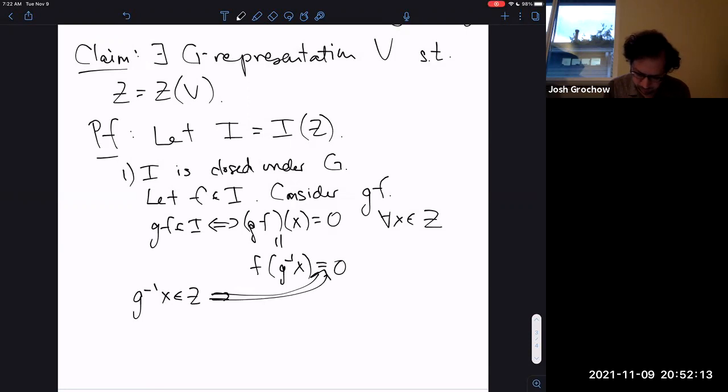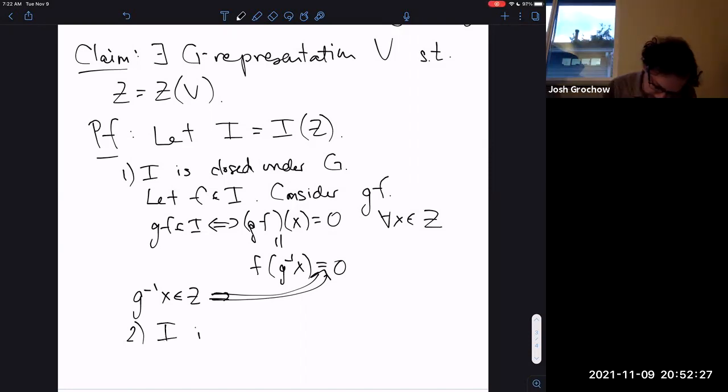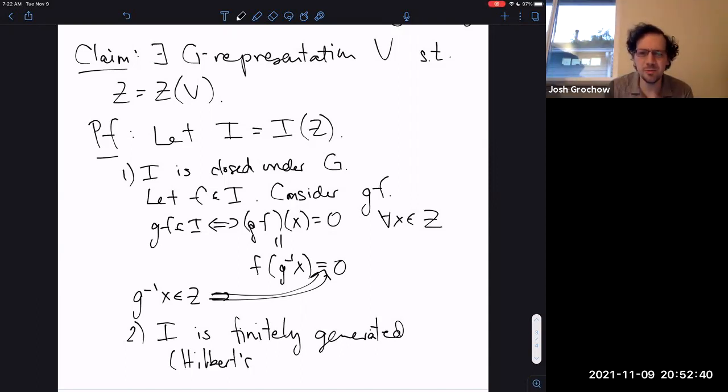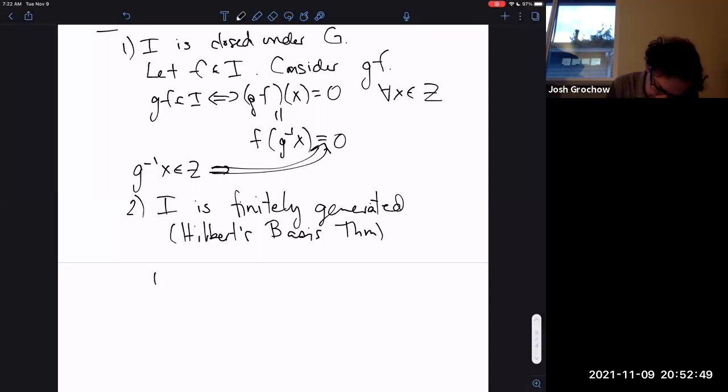Okay. All right, then the second thing, as has been mentioned in some previous lectures, because we're in geometric situations, the ideal is finitely generated. So I is finitely generated. This is Hilbert's basis theorem, or one of Hilbert's basis theorems. There are at least 2, maybe 3 theorems with that name. So let's say I is generated by some f1 up to fk.